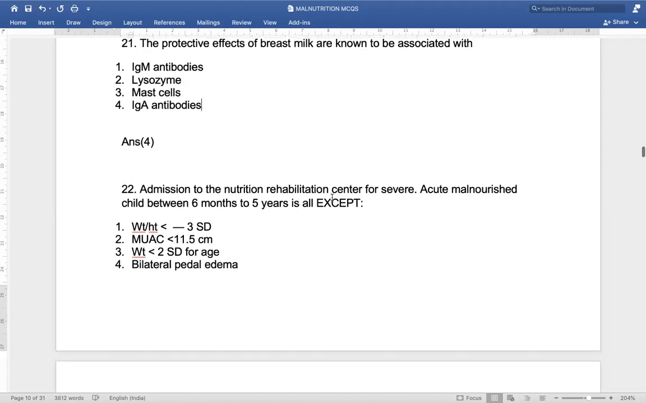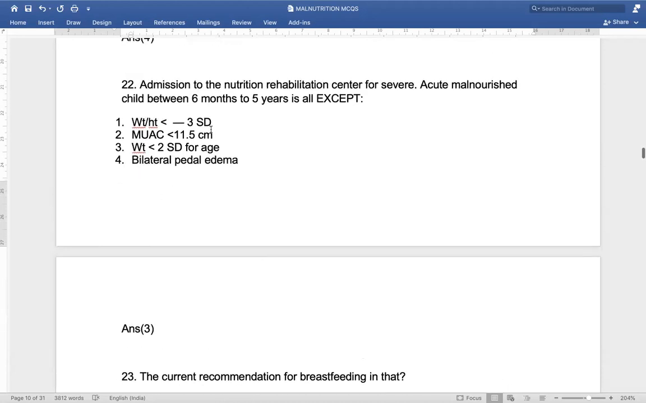So admission to NRC, that is Nutritional Rehabilitation Center for severe acute malnourished child between 6 months to 5 years, is all except. So when do you have to admit a child? One is definitely you have to know the criteria, basically they are asking what is the criteria for severe acute malnutrition. So weight for height is less than -3 standard deviation is definitely a definition. Mid upper arm circumference less than 11.5 is the part of definition.